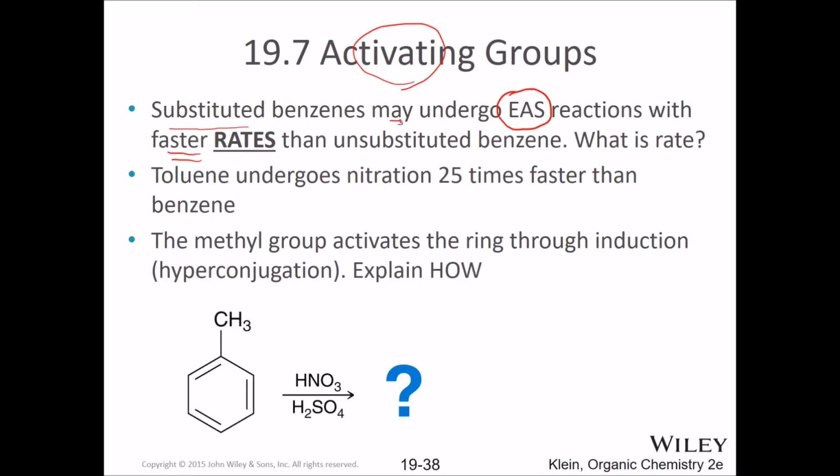The key word here is "may," right? What is rate? What is meant by the term rate? And what does that mean in terms of our energies? So toluene undergoes nitration. Here's toluene down here. Remember this? It undergoes nitration 25 times faster than benzene. Wow. That means it's a lot faster, right?